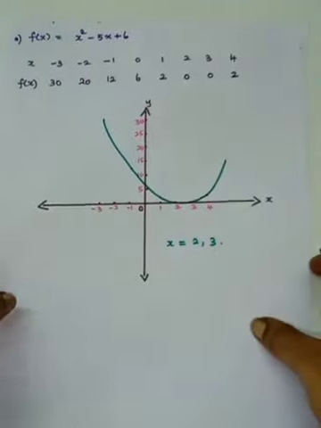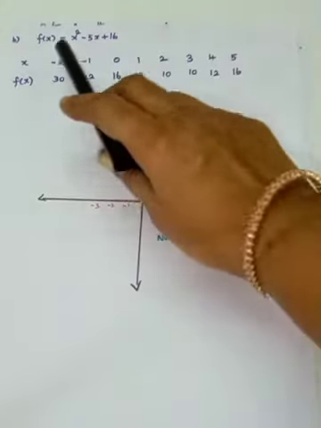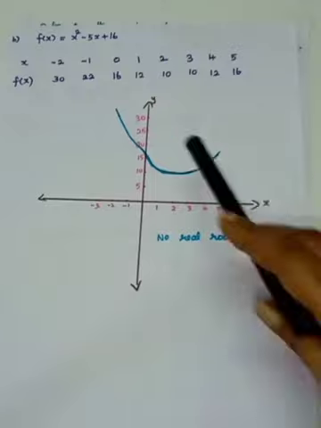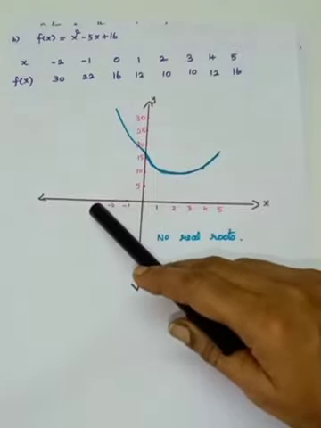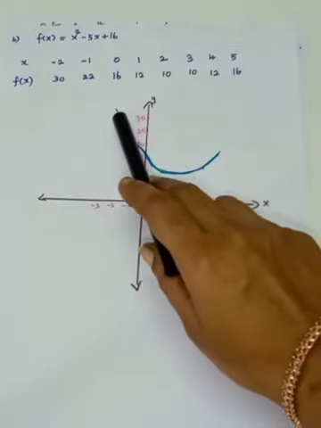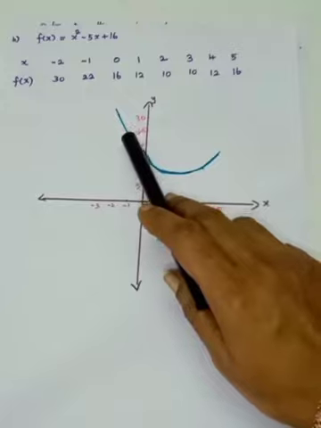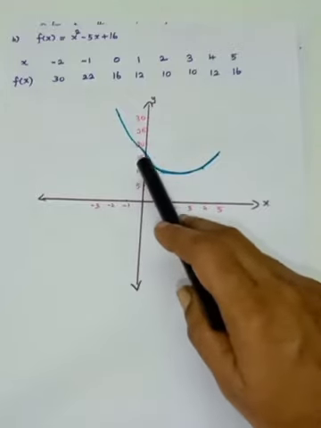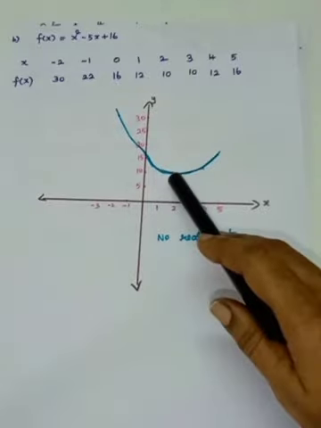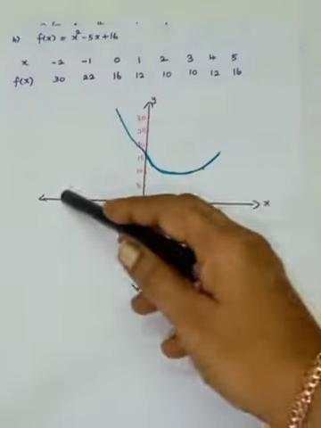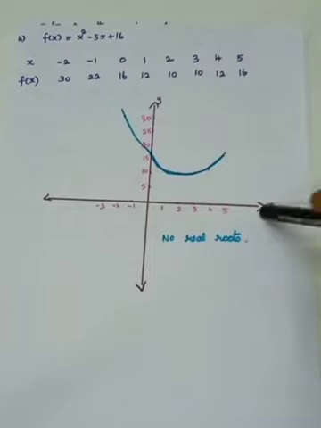Okay, so coming to the second one, f of x is equal to x squared minus 5x plus 16. The same way I have taken the points. So I have marked minus 3 comma 30 here, minus 1 comma 22 and 0 comma 16, 1 comma 12 and 2 comma 2. You see that the curve does not touch the x-axis. So therefore it has no real roots.